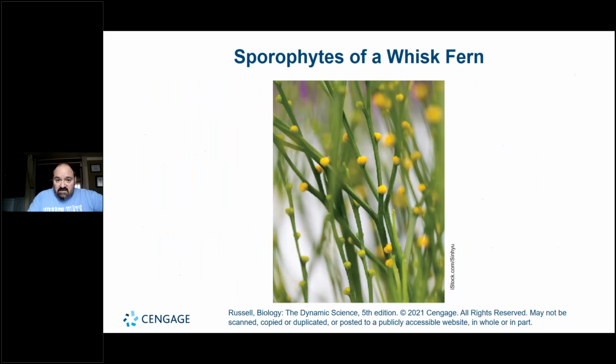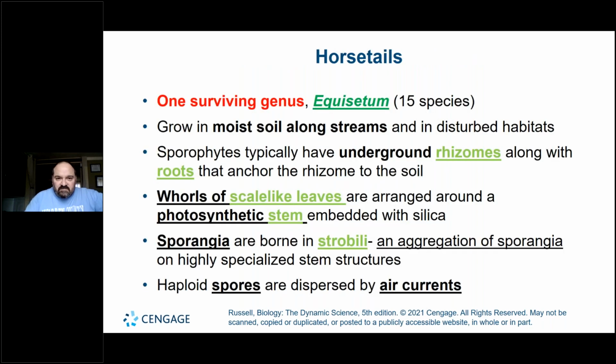And let's see here. Yeah, so here we're looking at a whisk fern, which is very different from when you're thinking of a fern. You're not thinking of this type of structure for the plant, right? Very unique in its presentation. Horsetails, okay, horsetails, growing in moist soil along streams. Again, these are vascular, right?